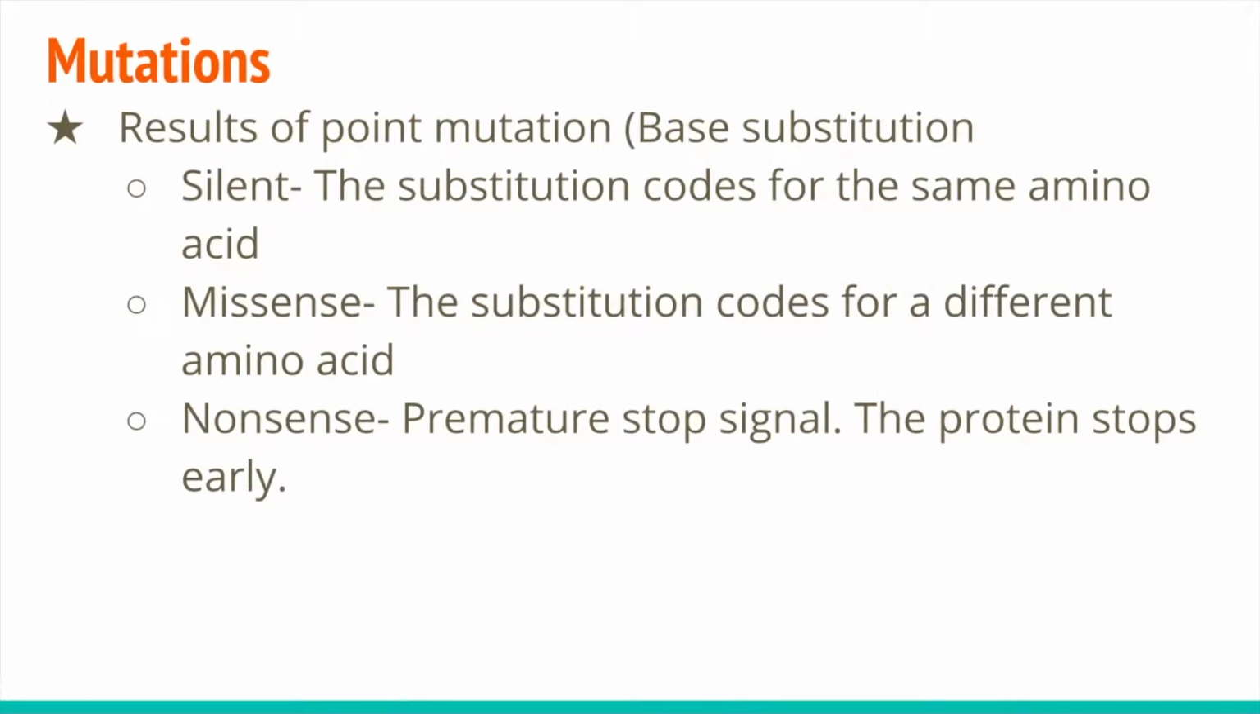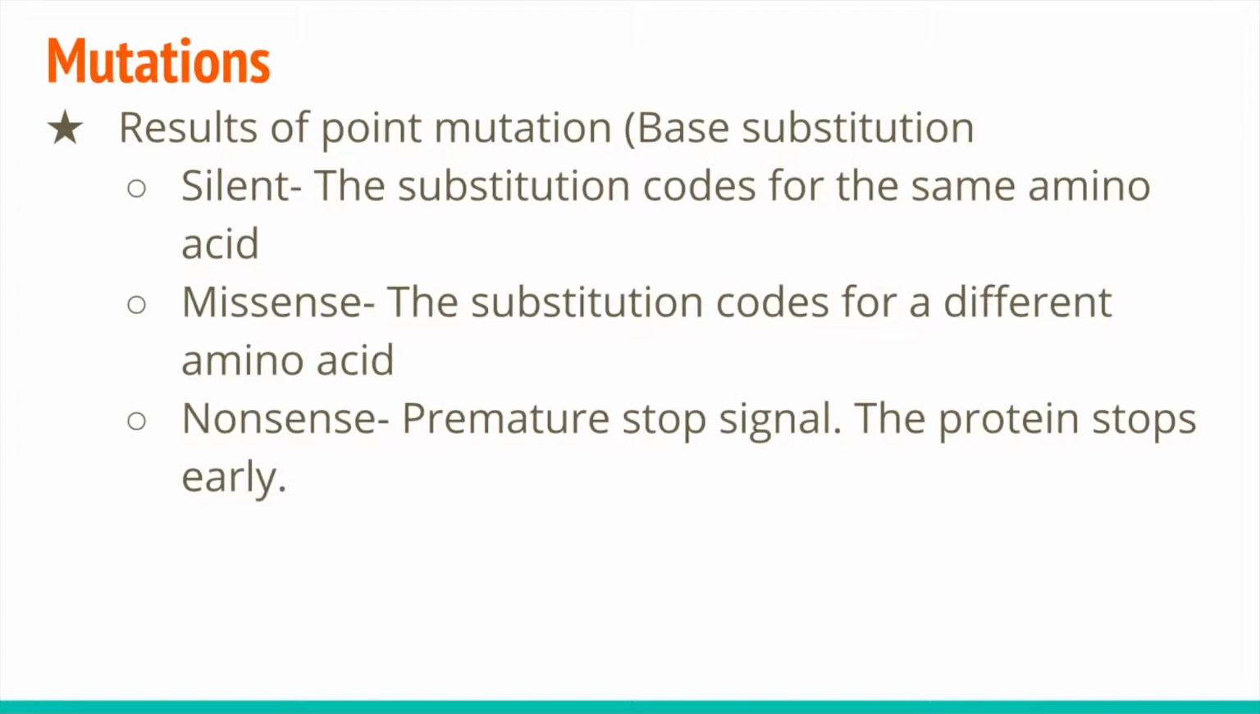So there's a few results of point mutations or base substitutions. The first is a silent mutation. The substitution codes for the same amino acid. So when you're looking at your codon chart, you will notice that there are some codons that code for the same exact amino acid. If our DNA was to be mutated and when it transfers into mRNA it codes for that same amino acid, it would be silent. We wouldn't really see it, but there is a mutation there.